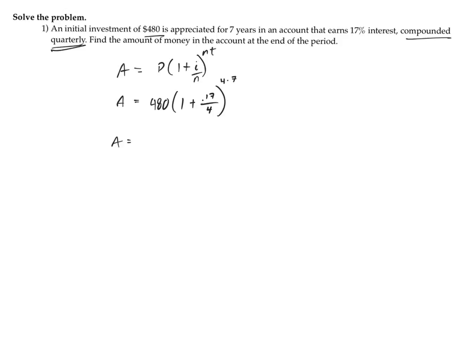So you just plug that in your calculator. Okay, I'll do that. 480 bracket 1 plus 0.17 divide 4 bracket to the 28th. Go. So at the end you should get about 1539.47. Okay, so just plug the numbers in the formula.